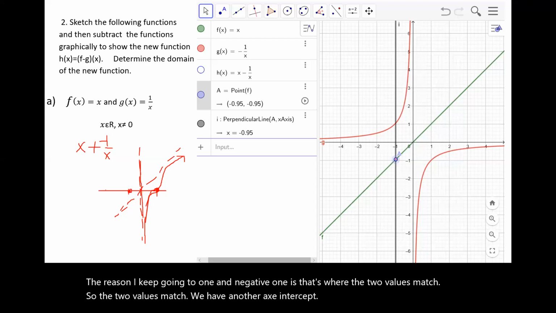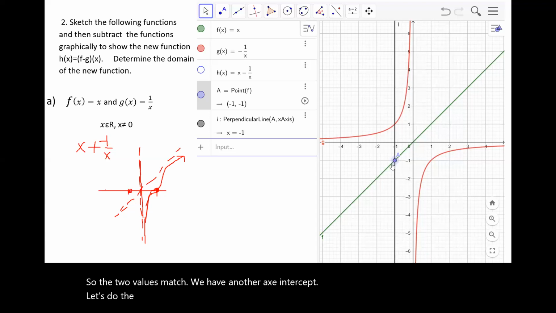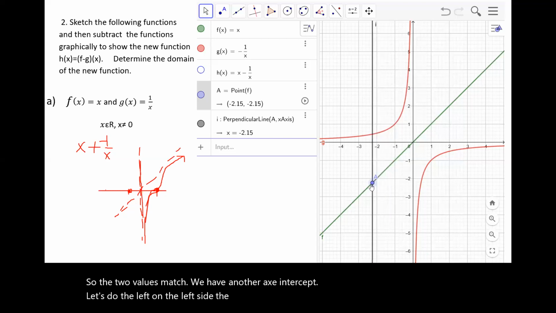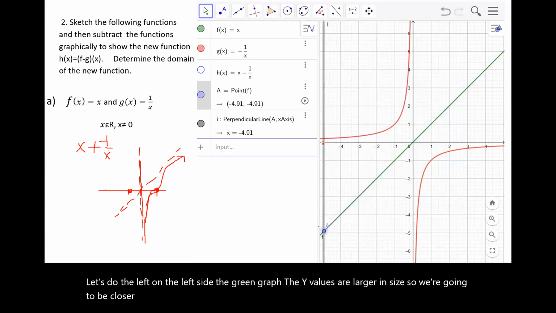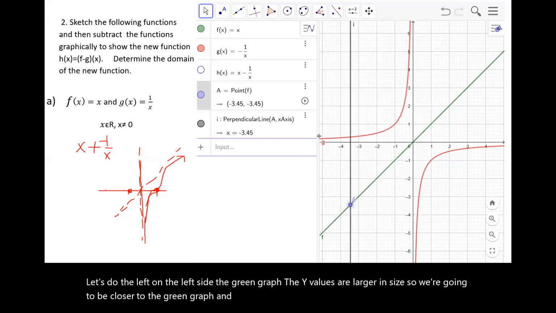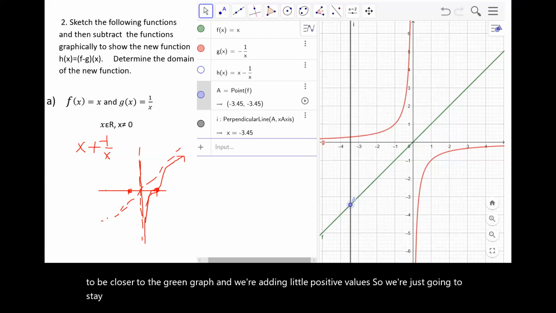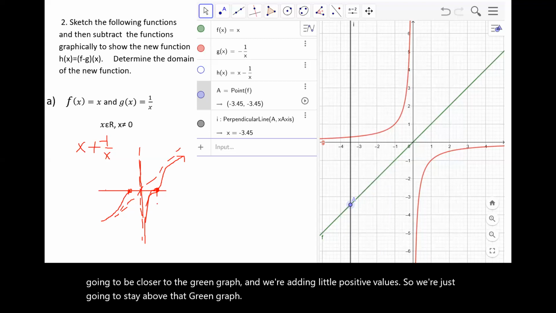Okay, let's do the left. On the left side, the green graph, the y values are larger in size. So we're going to be closer to the green graph. And we're adding little positive values. So we're just going to stay above that green graph. So above the green graph.